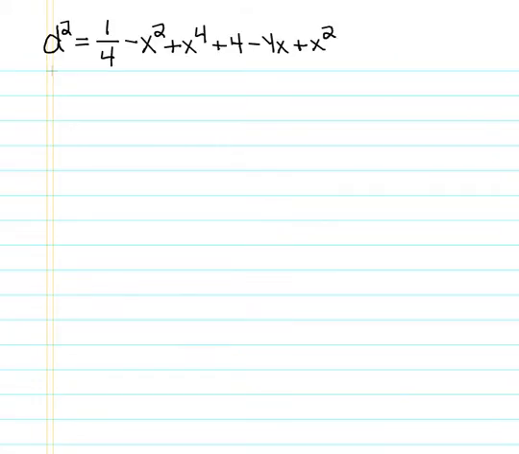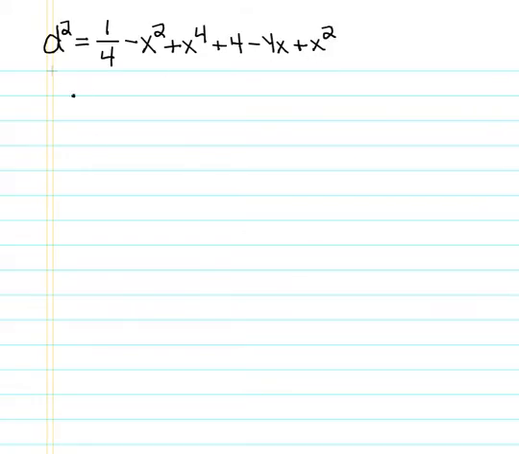Okay, this is optimization problem number 12, part 2. We left off with this formula that d squared equals 1/4 minus x squared plus x to the fourth plus 4 minus 4x plus x squared. Yes, that's a 4, not a y.